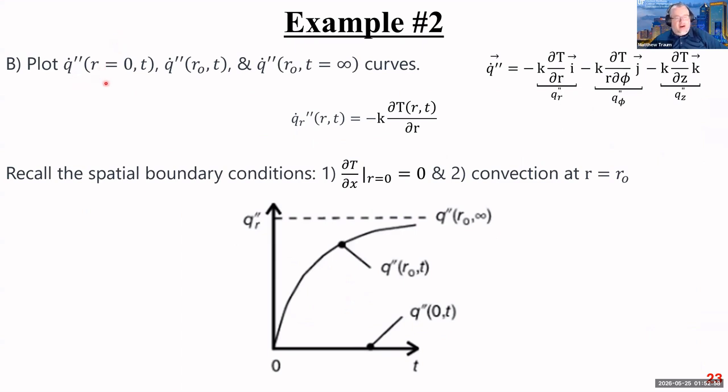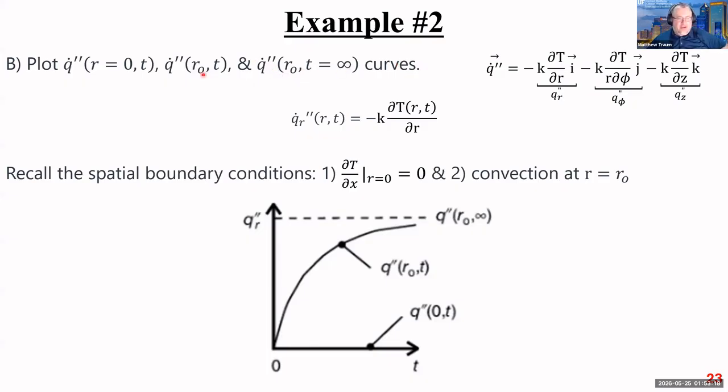Okay, we're also asked to plot the heat flux at R equals 0 at any time, at R equals R naught at any time. So R naught, remember, is the outside wall, the outside of the wire. And then the heat flux at the outside of the wire at T equals infinity. Okay, so a couple of curves there.